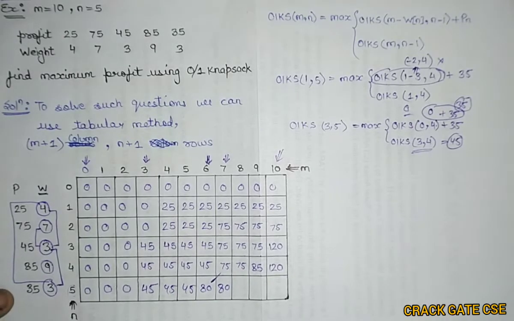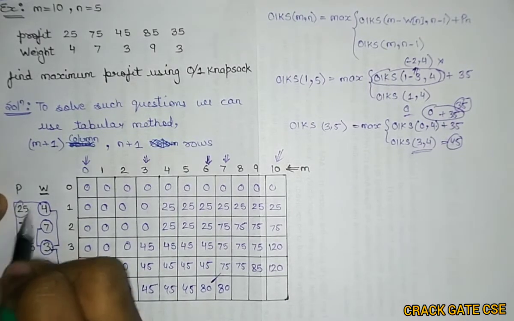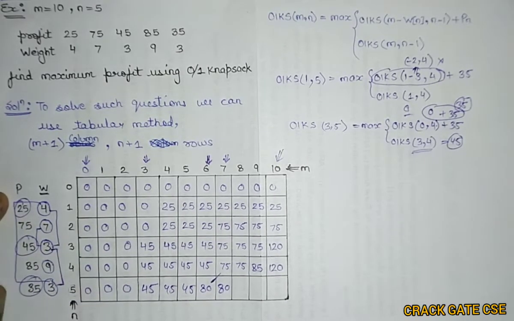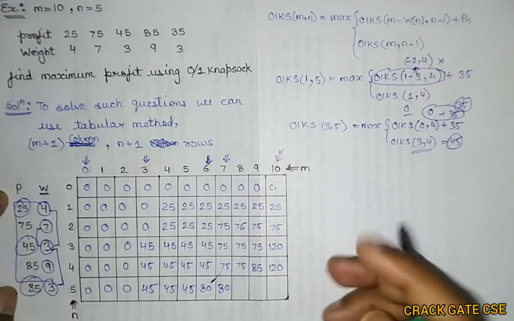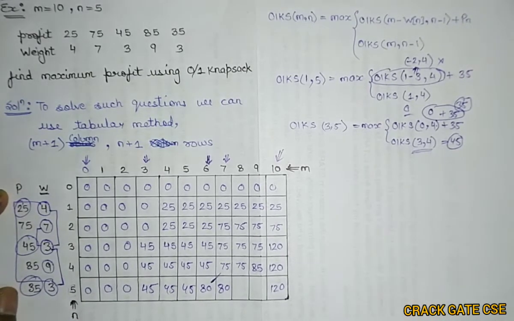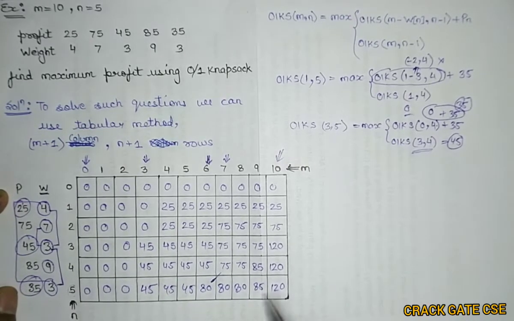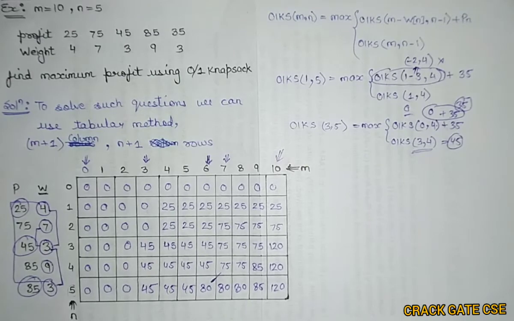Now I can take this 3 plus 4, right? So 6 plus 4 is 10. So what will be at 10? Sum up these three values, 25, 45, 35. So if you add these two values, it will be less than 120. So we will be mentioning the maximum value which is 120. Here it will be 80, here it will be 85. So same way you can find out the complete table.